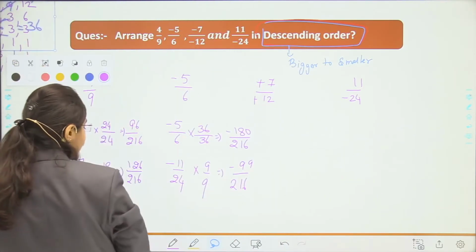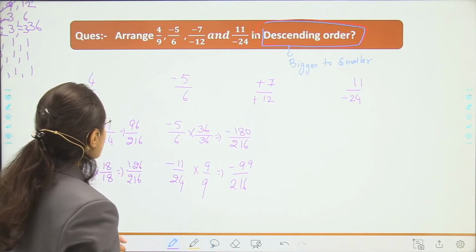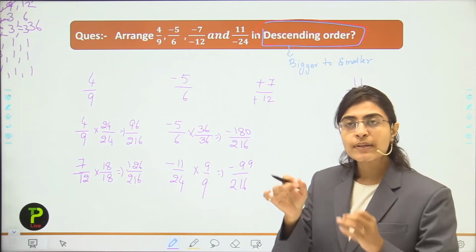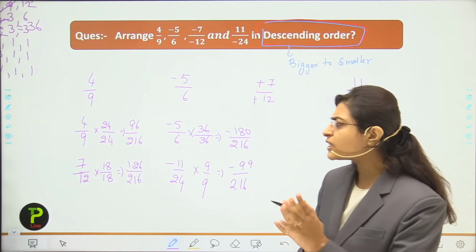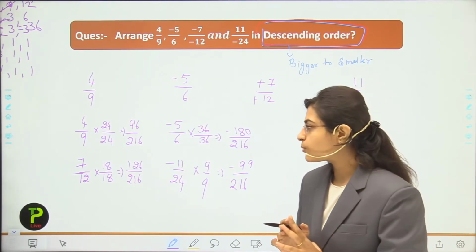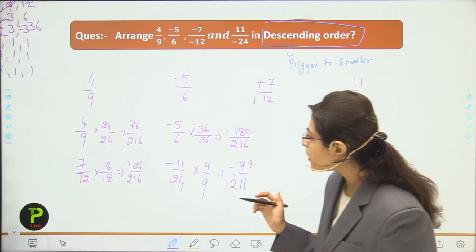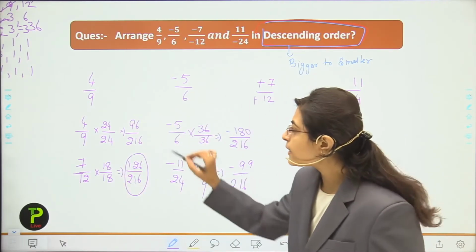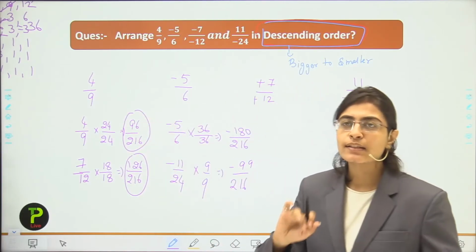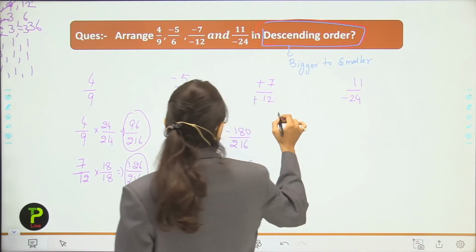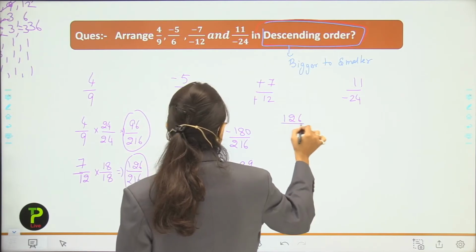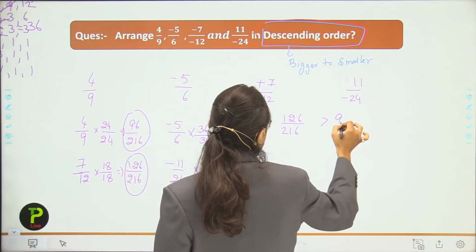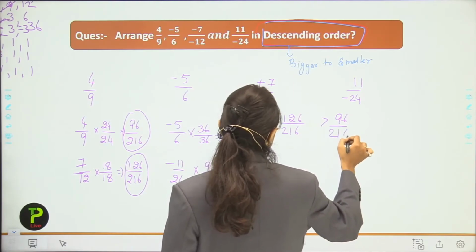So now let us compare the numerator part. We have to arrange it into descending order, that is bigger to smaller. We know that the positive numbers will be the biggest ones, so let us compare the positive numbers first. Here I can see 126 and 96. 126 is greater, that is our biggest number. So I am writing 126 by 216 is greater than 96 by 216.